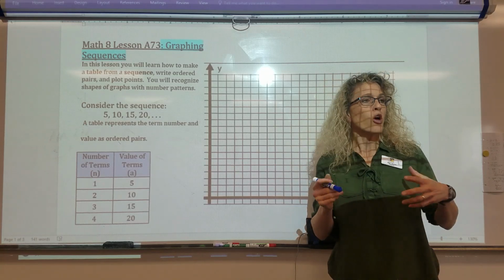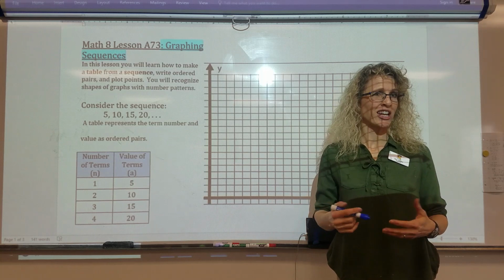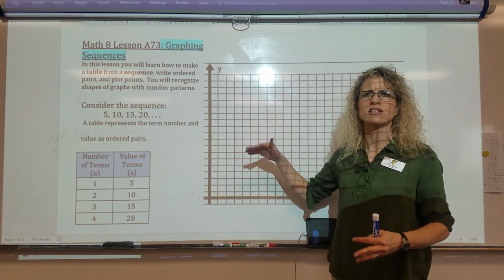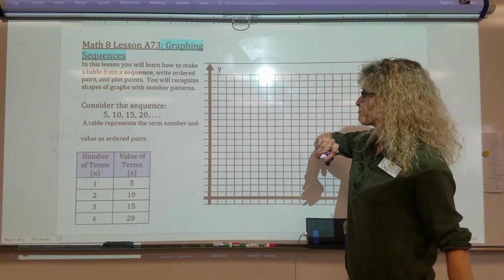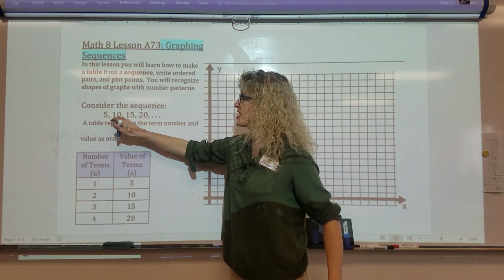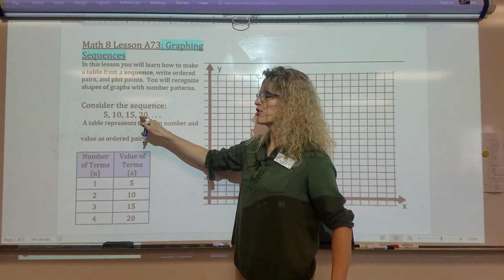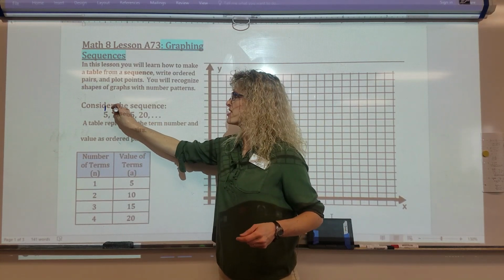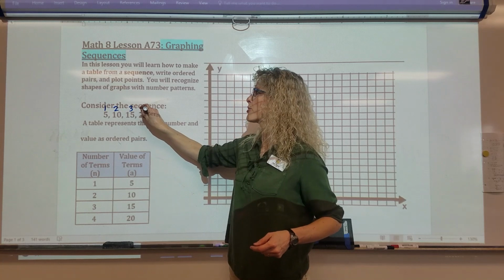Graphing sequences. So we've already learned about sequences. Today we're going to learn how to turn a list of numbers into a graph so that we can study their shapes and their trends and see what they're doing. Take this sequence, 5, 10, 15, 20. I want you to think of it. It's just a list of numbers, but we talked about first term, second term, third term, fourth term.